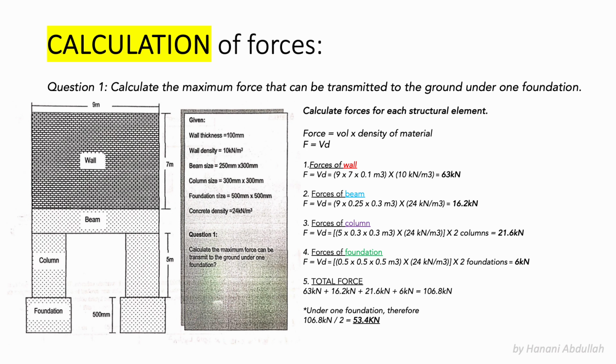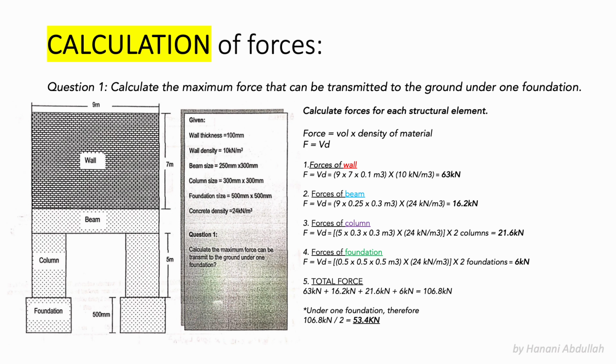So untuk volume beam, awak tengok sizing dia dekat sini. Dia punya panjang masih lagi 9 meter, sama dengan wall. And then beam size, dia bagi information 250 mm times 300 mm. So untuk volume, 9 darab 0.25, convert unit lah, darab dengan 0.3. And then you have to times with the density of beam.